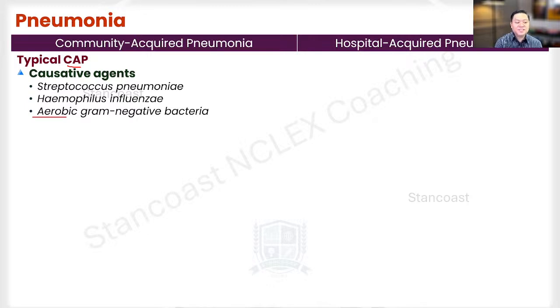Now, we also have Staphylococcus aureus, which accounts for about 2 to 10% of all CAP cases. They are known to cause skin infections, but they can also lead to severe pneumonia if they migrate into the airway.